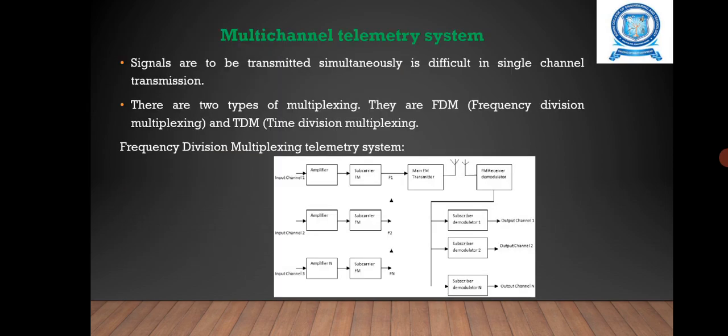The next one is the multi-channel telemetry system. Transmitting signals simultaneously is difficult in a single channel transmission. Therefore, a multiplexing technique is used in telemetry. There are two types, FDM and TDM. First, we are going to see the frequency division multiplexing telemetry system.